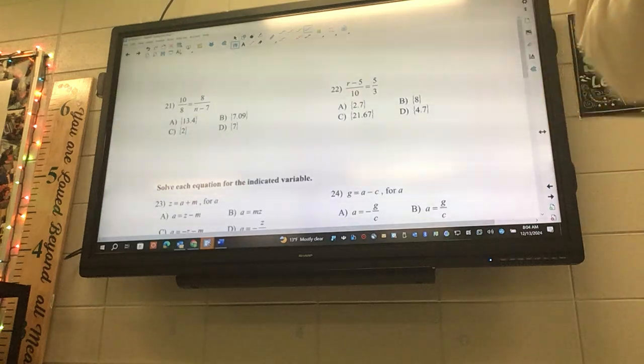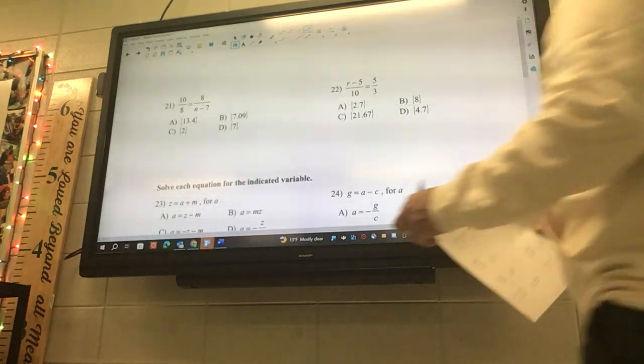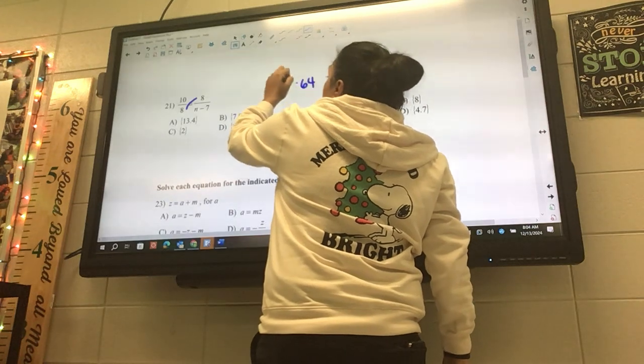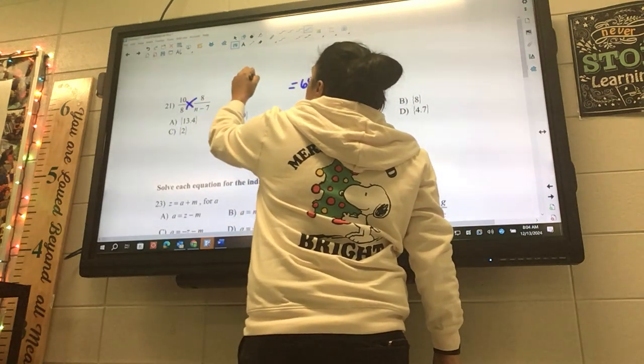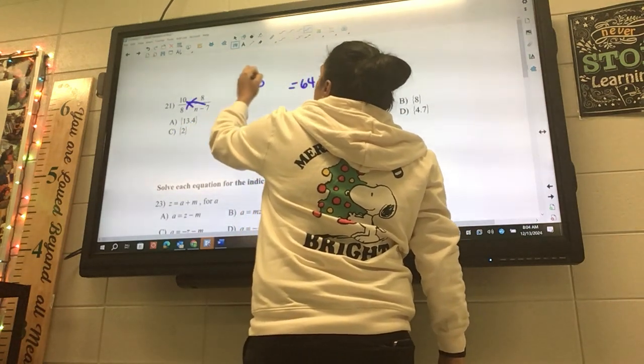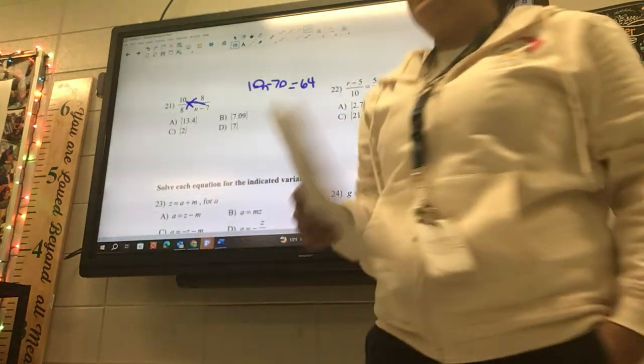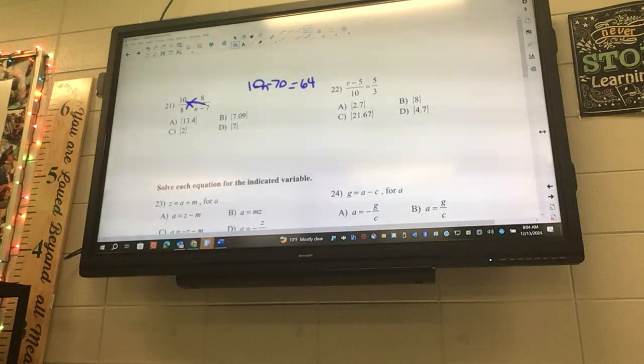Okay, 21. Again, you're gonna cross multiply and divide. So 8 times 8 is 64. 10 times n is 10n. 10 times negative 7 is negative 70. Okay, so we're gonna add 70 to both sides.